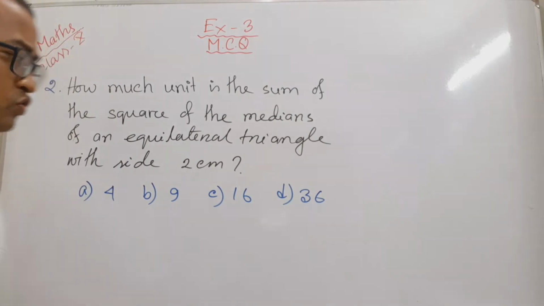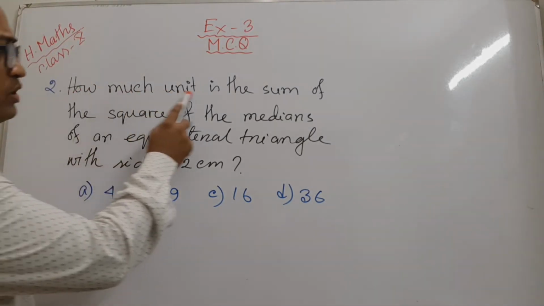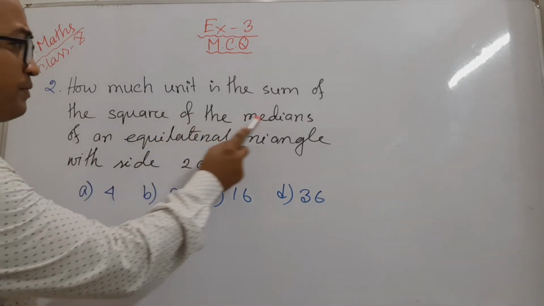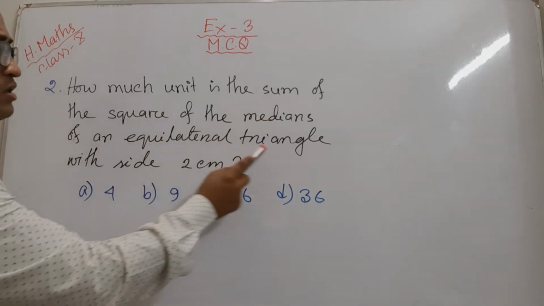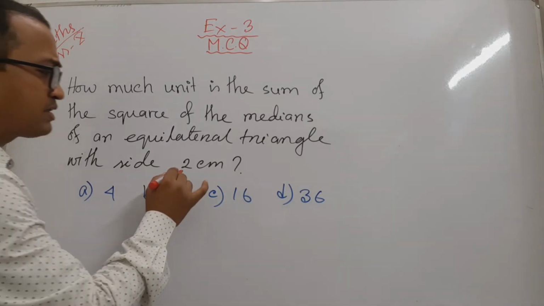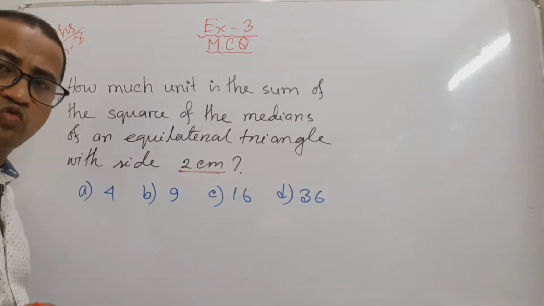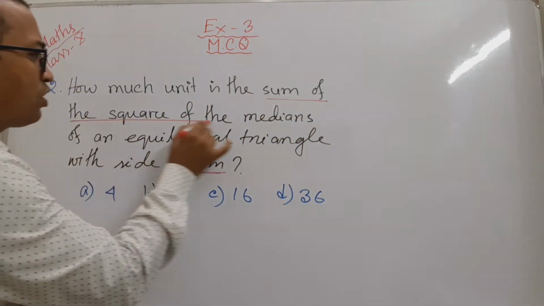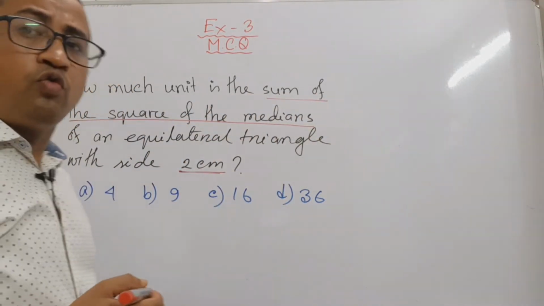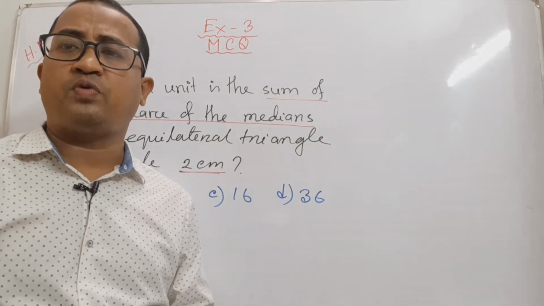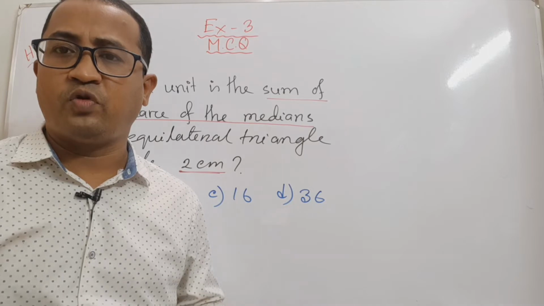Now question number 2. How many units is the sum of the squares of the medians of an equilateral triangle with side 2 cm? It is given that each side of an equilateral triangle is 2 cm. We will find the sum of the squares of the medians, and we know there is a relation between the side and the median of a triangle from the Apollonius theorem.